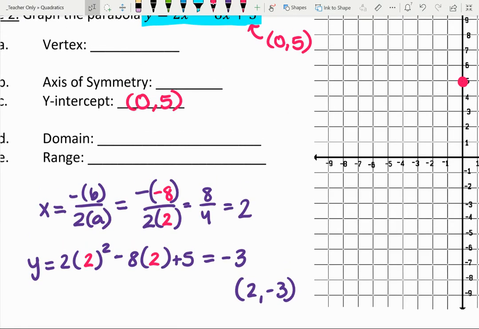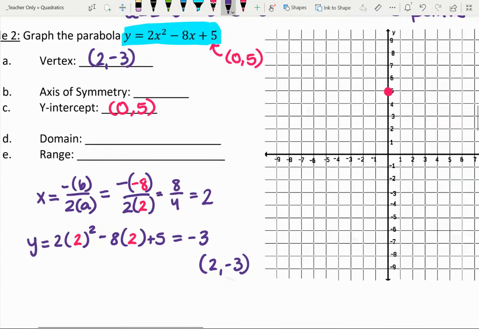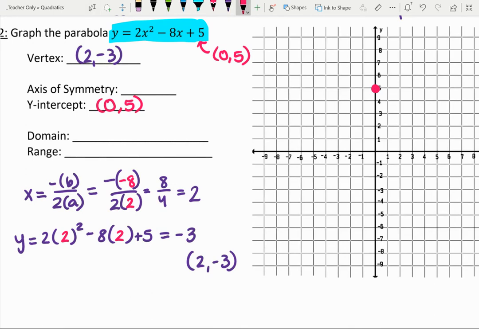So I take those x and y points, and I get a vertex of 2, -3. So I'm going to plot that on my graph, 2, -3. And if you remember from last week talking about our features, if I know the vertex, I also know the axis of symmetry. Remember, the axis of symmetry goes right through the vertex. It's a vertical line right through the middle of the parabola. In this case, it's the line x equals 2.